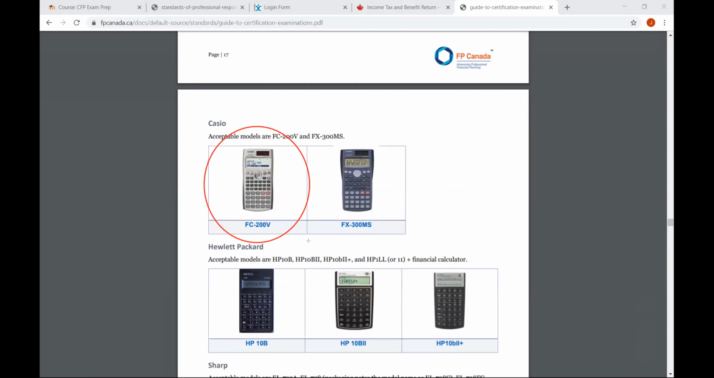I've never used the FX300. I don't know what it looks like. It looks like a scientific calculator as well, but I've never used it. But I own a FC200 and it's actually pretty neat. When I have a student who shows up in Canada having started their CFP studies in India, where they also use the CFP, that's the calculator they all show up with.